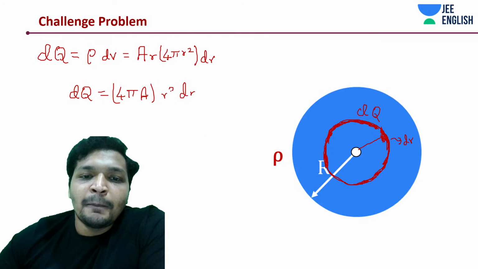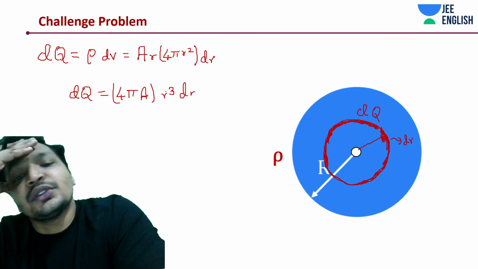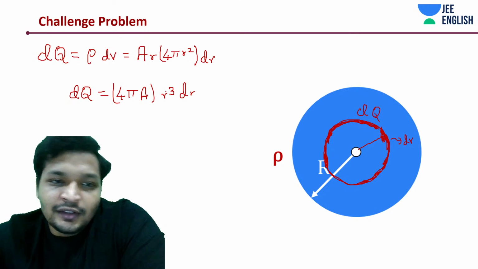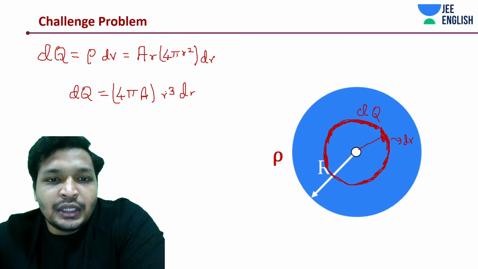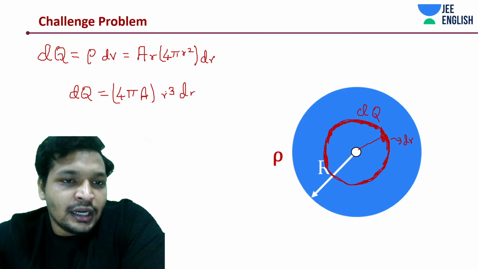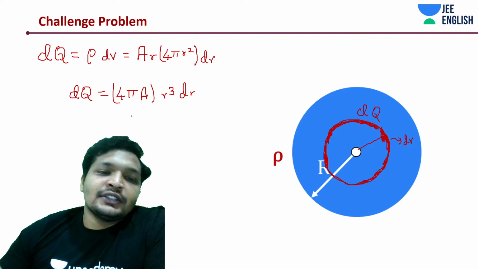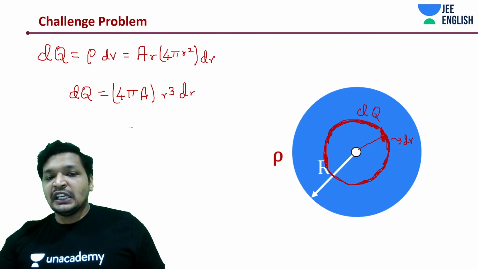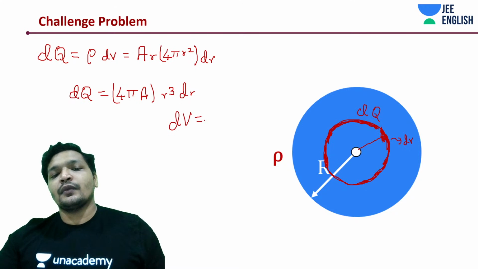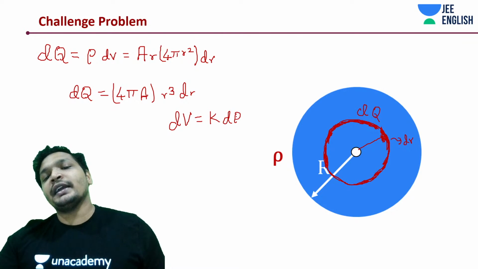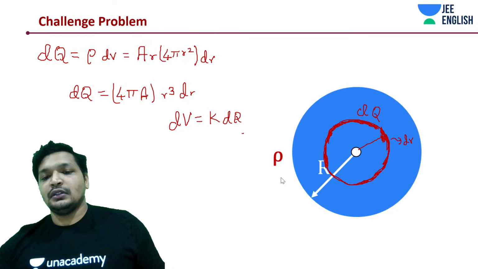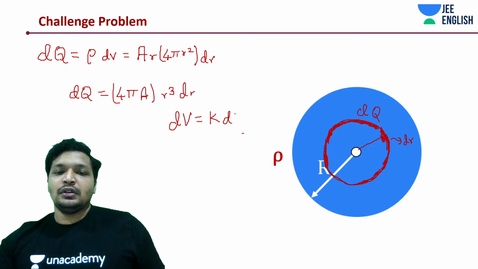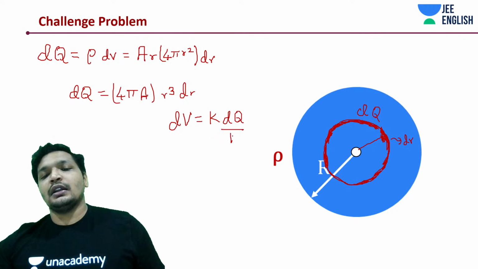Probably you understood the answer to some extent, what should be in the denominator, etc. And this is the way to go about it. You need to integrate it. All right, but anyway, let's do the math now. So we need to find out the potential dV, which is going to be K into dq by R, right?